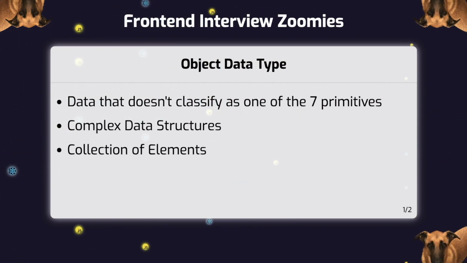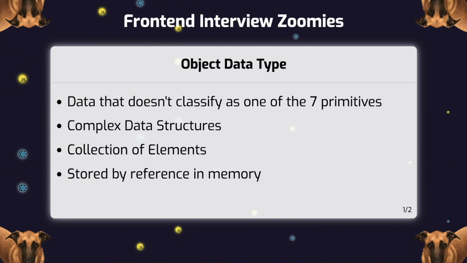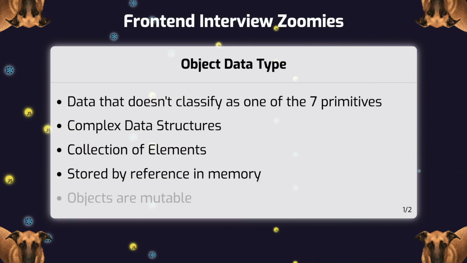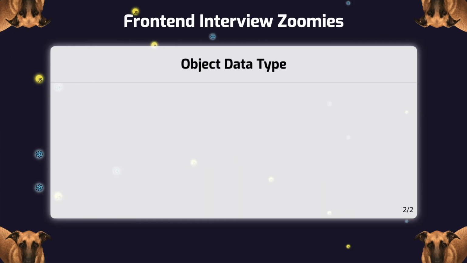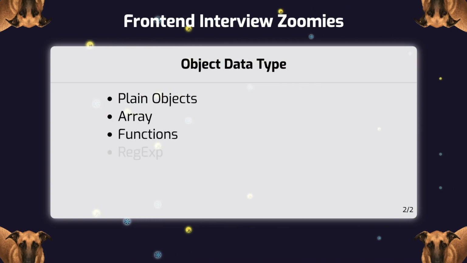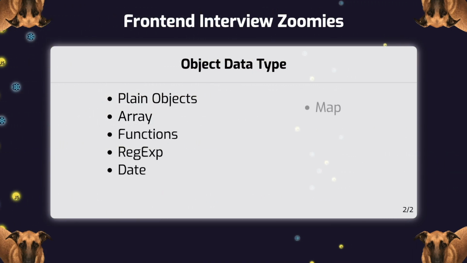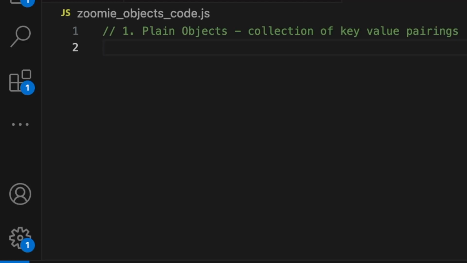It's important to know that objects are stored by reference in memory. If we declare a variable, then assign the object to the variable, we are assigning the reference to that object, not the object itself. And also, objects are mutable, so you can change them. Some commonly used objects include plain objects, arrays, functions, regular expressions, date, map, set, error, and promises. Let's take a look at some objects.